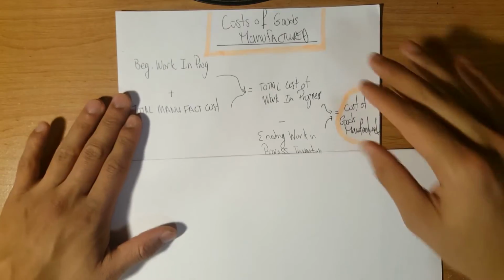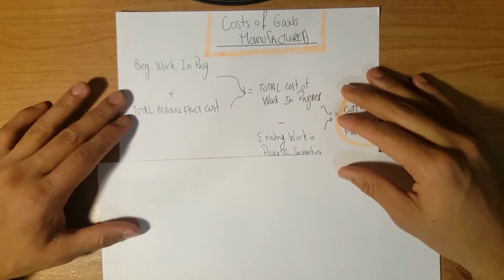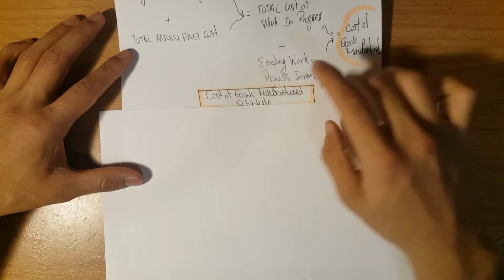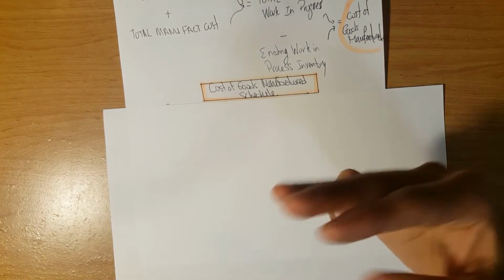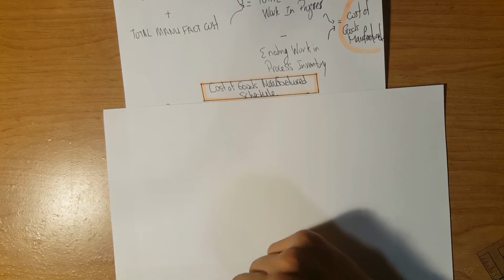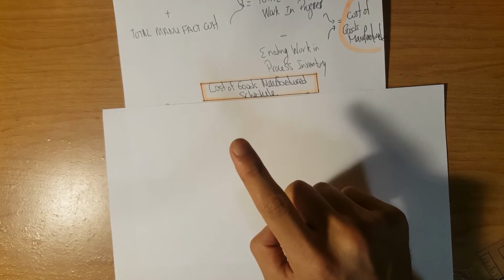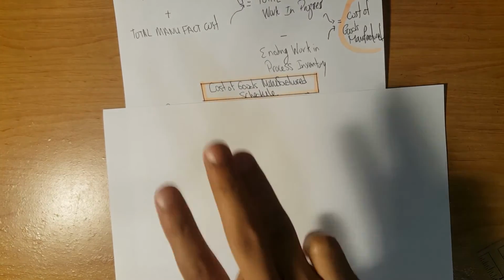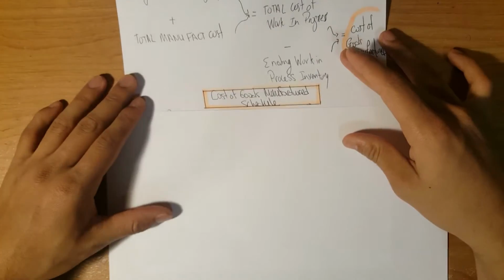Excellent. Now, how will we present this on the statement? We call this the cost of goods manufactured schedule. So recall, in our last video, we discussed how many inventory accounts the cost of goods manufactured has. 1, 2, or 3? 3? You guessed right. There are 3.